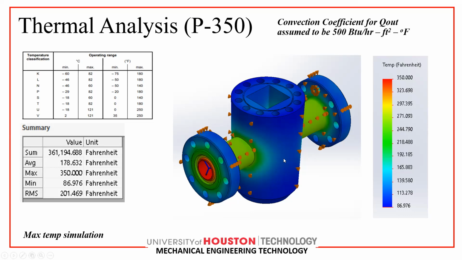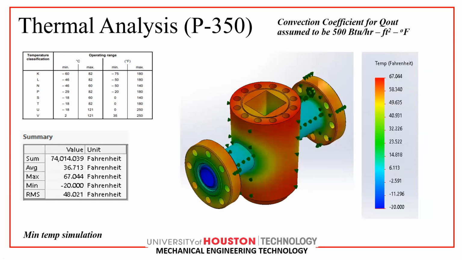And this shows exactly all arrows. The blue is the minimum temperature, around the room temperature, which is equal to 86.976 Fahrenheit degrees. The table is provided on the left-hand side. Here we know the room temperature is 77 Fahrenheit degrees, but it's close to the room temperature. And the green color is the average between minimum and maximum temperature. The average temperature is equal to 178.632 Fahrenheit degrees. The table also shows from the minimum all the way to the maximum temperature, which is equal to 350 Fahrenheit degrees.